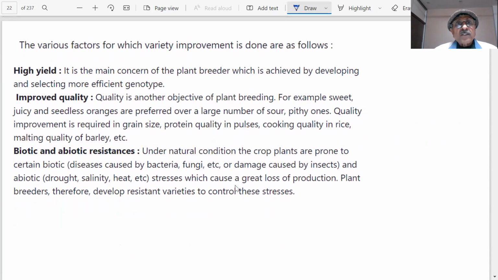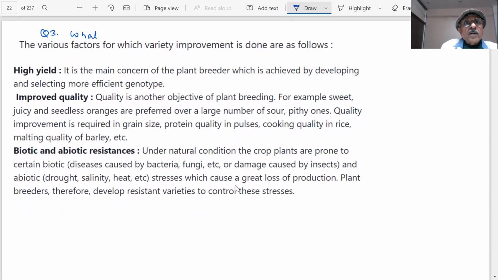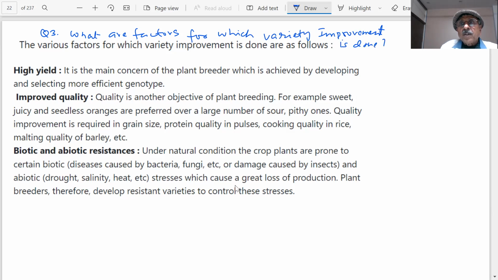What are the various factors for which variety improvement is done? Next question. Question number 3 is coming on the screen. What are the factors, students, for which variety improvement is done?